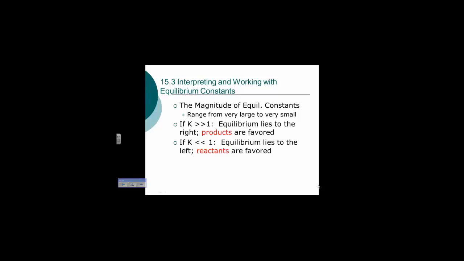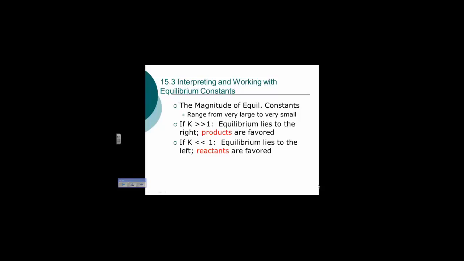So the magnitude of the equilibrium constant, they range from being very, very large to very, very tiny numbers. Looking at the number itself, the K constant, if we find it very large, much greater than 1, what we're saying is that equilibrium lies to the right. Forward reaction is being favored.